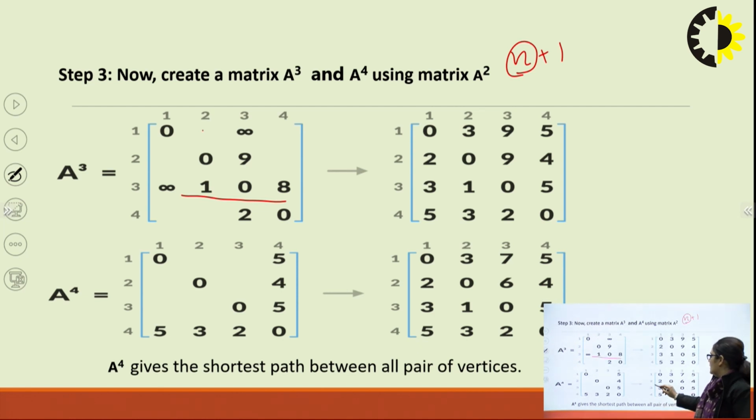For example, from 3 to 3 the shortest path is 0, from 3 to 4 the shortest path is 5, from 2 to 2 the shortest path is 0, and from 2 to 3 the shortest path is 6. So the last matrix A4 gives the shortest path between all pairs of vertices.